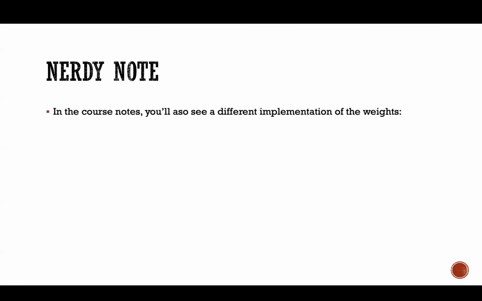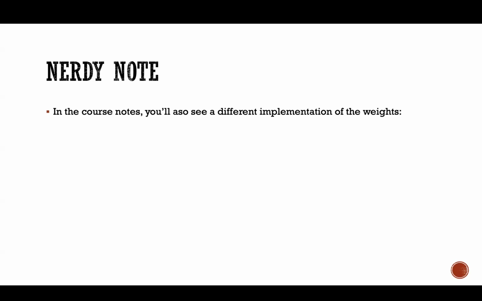And we'll see how to do that in code in a bit. I also need to make a nerdy note that in the course notes, you'll see a different implementation of the weights on top of this. This is a very direct use of the logistic regression framework. And it's very good at describing data. It's very good at parameter recovery. It's very intuitive once you've learned how to think in terms of logistic regressions.